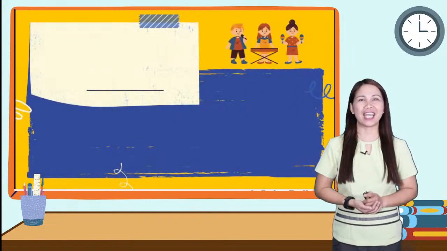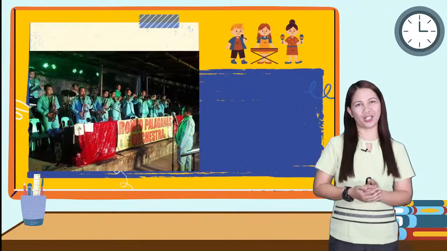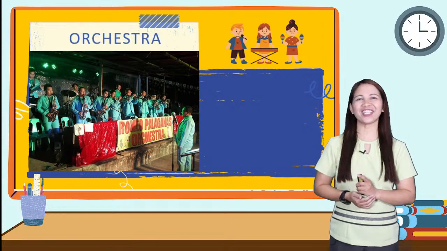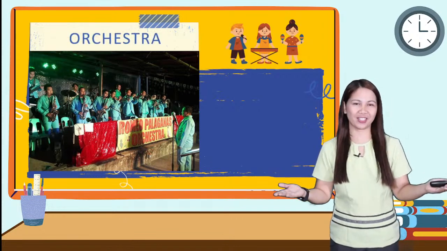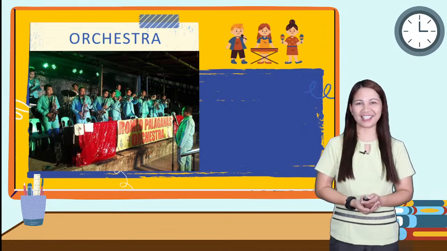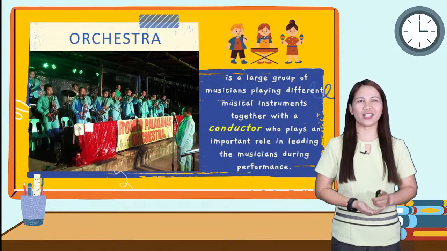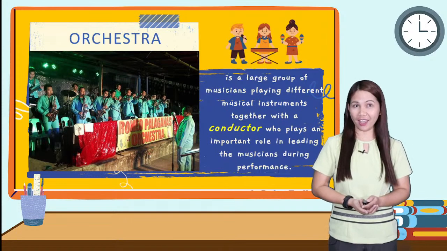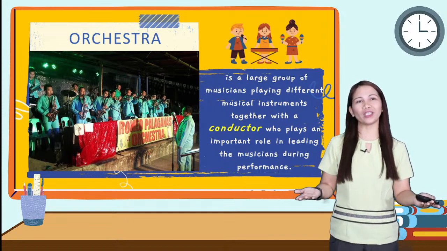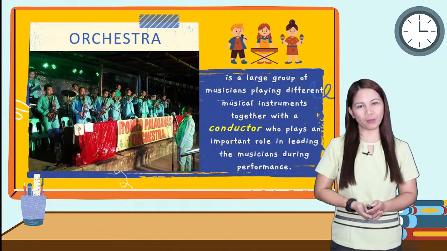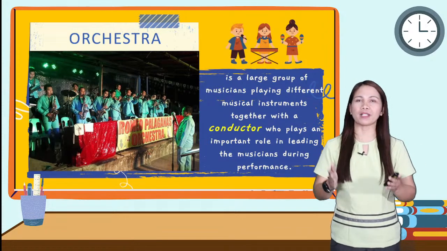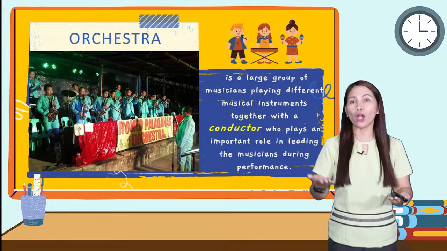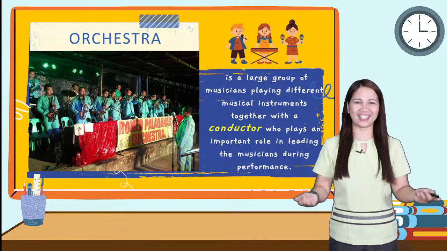Okay, and so class, what can you see in this picture? That is right, it is a picture of an orchestra. Are you familiar with the orchestras in our neighbor towns or cities? An orchestra is a large group of musicians playing different musical instruments together with a conductor who plays an important role in leading the musicians during performance. A conductor evolved from time bearer into a musical guide, the mentor, or the chief inspiration for all musicians and of course to the audience.